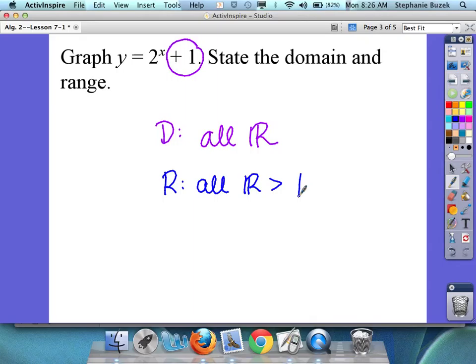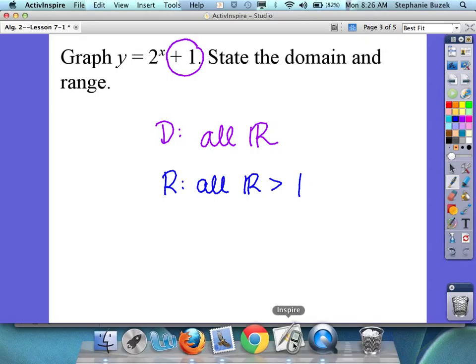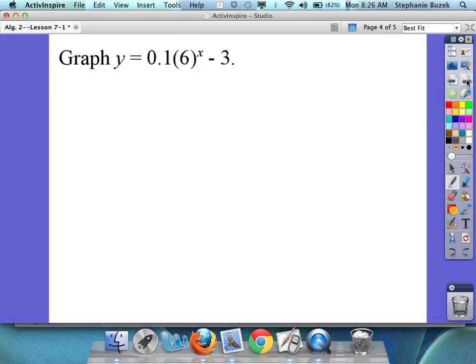Questions? Okay, so let's go ahead and see what we have here. Ooh, that's a good one. 0.1 times 6 to the x minus 3. So before you even graph this, I want you to tell me, what do you think this graph is going to do from the original ones we looked at? Down what? 3. Okay, let's see if it works.